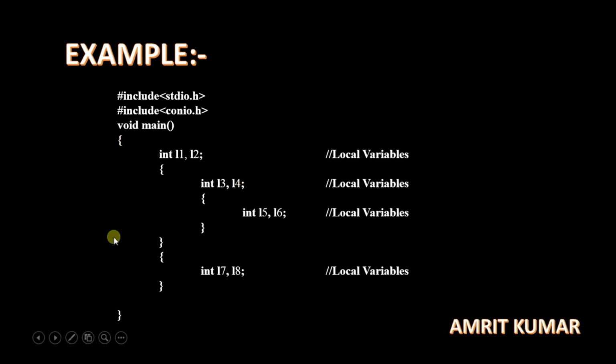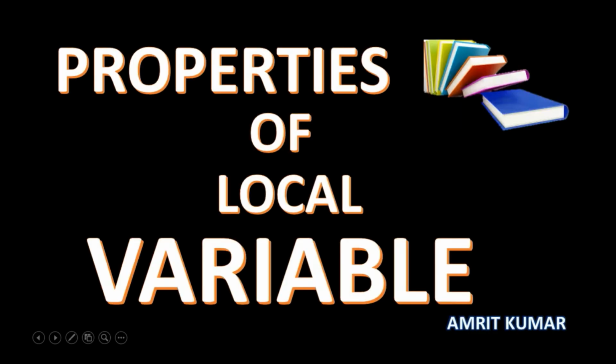If this is within the curly braces, then I1, I2 are going to be local variables within these curly braces. So this is the life scope. We will study the properties of local variables too. Now, properties of local variables, this is a very important topic and the most interesting part of local variables.